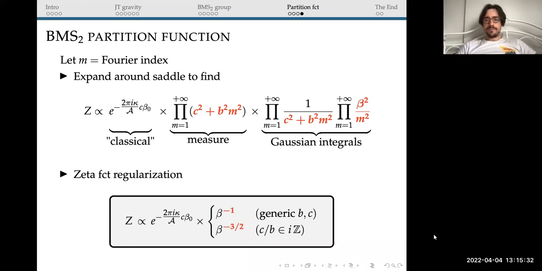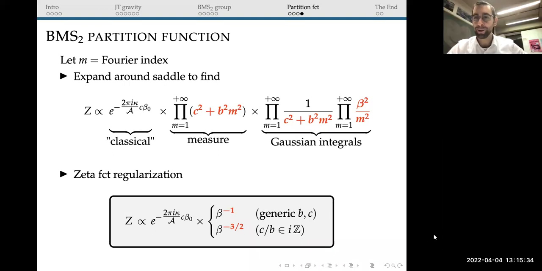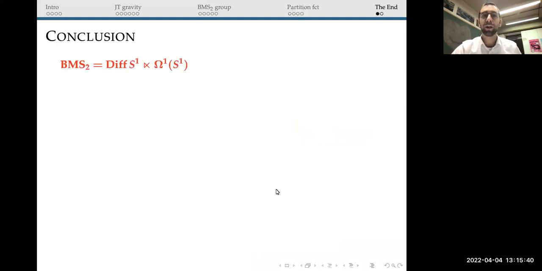Because I'm really close, I was so happy with my time, let me just finish on time. So anyway, that's the partition function. To conclude, let me repeat once more what the BMS2 group is. I was trying to advocate throughout this talk that even regardless of 2D gravity, just studying BMS2 invariant theories might be fun.